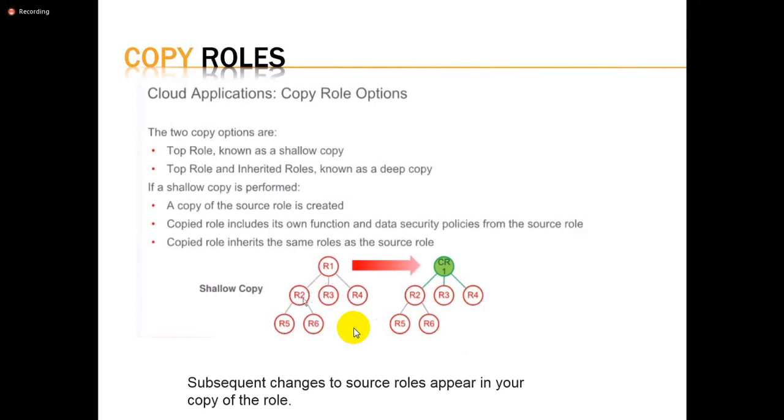When you see R2, 3, 4, 5, 6 are the seeded roles. Exactly. When we go for the shallow copy, we are still inheriting the seeded roles into the customized role. So if any upgradation happens, any changes to 2, 3, 4, 5, 6 will still be applied in this case. In case of R1, it won't apply to CR1.